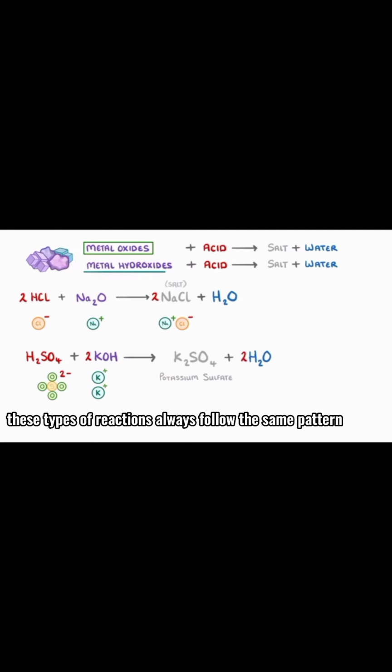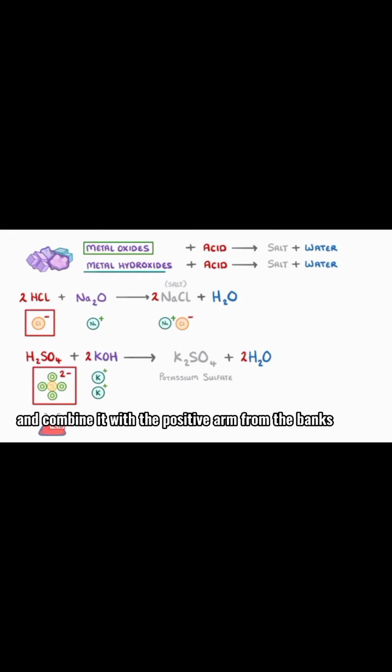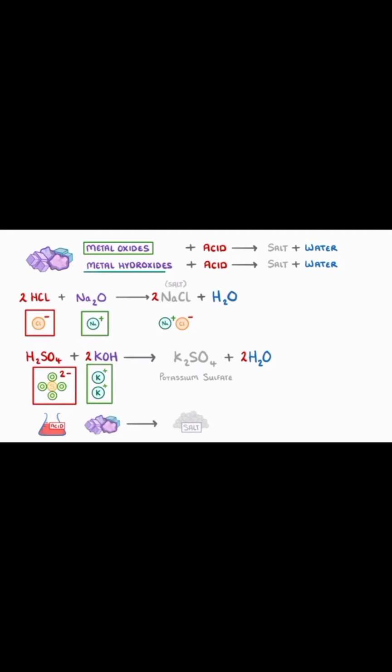These types of reactions always follow the same pattern. You take the negative ion from the acid and combine it with the positive ion from the base to form a salt, and you always get water. You just have to be careful to get your salt formula right and balance the whole thing correctly.